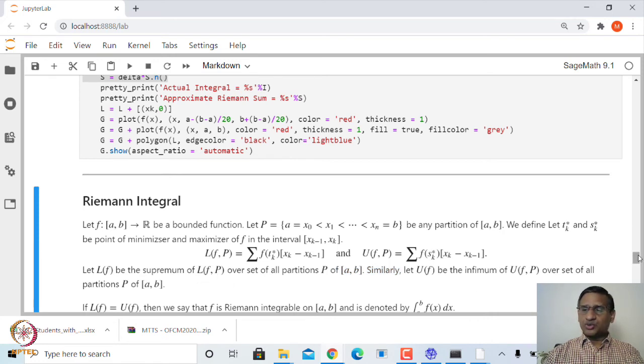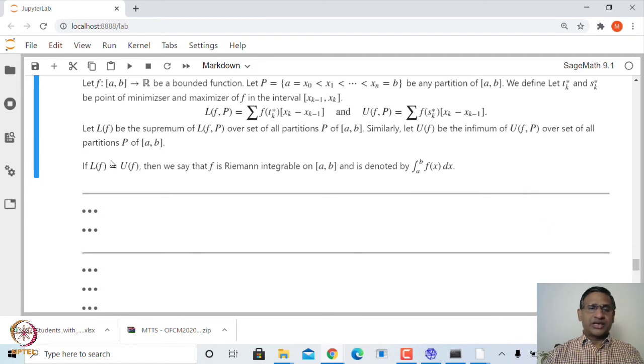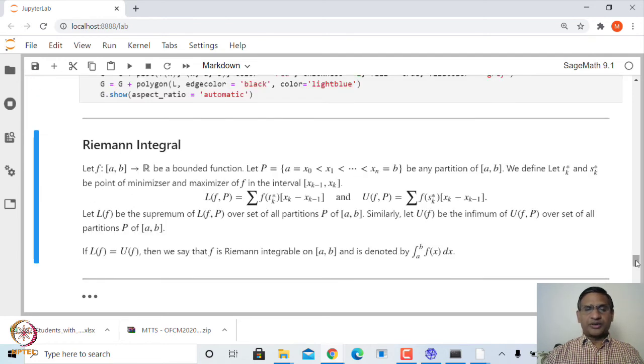In case these two, the supremum and infimum, which we are calling LF and UF, agree with each other, they are the same, then we say that f is Riemann integrable, and the value of the Riemann integral is the integral from a to b of f(x) dx. That is the notation, this is how we denote the Riemann integral. This was given by Riemann, that is why it is called the Riemann integral.